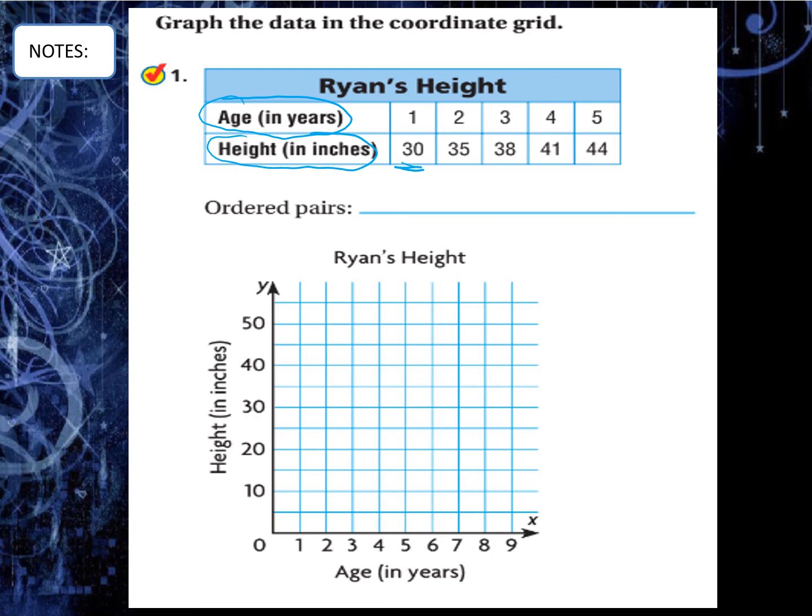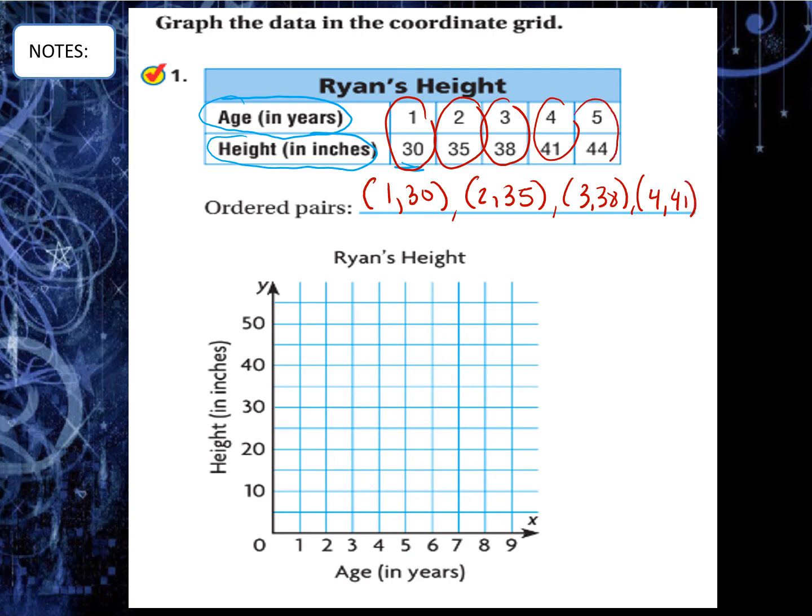My first ordered pair is 1, 30, with a comma between them. Then I have 2, 35. Then 3, 38. Then 4, 41. And finally 5, 44. This tells me at age 1 I was 30 inches, at age 2 35 inches, age 3 38 inches, age 4 41 inches, age 5 44 inches.